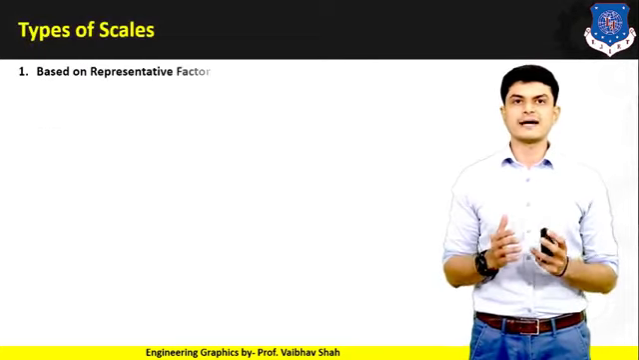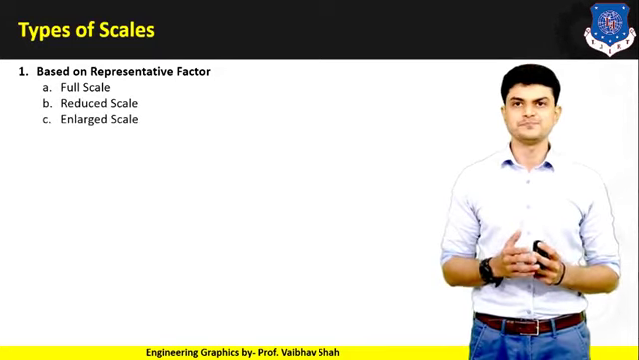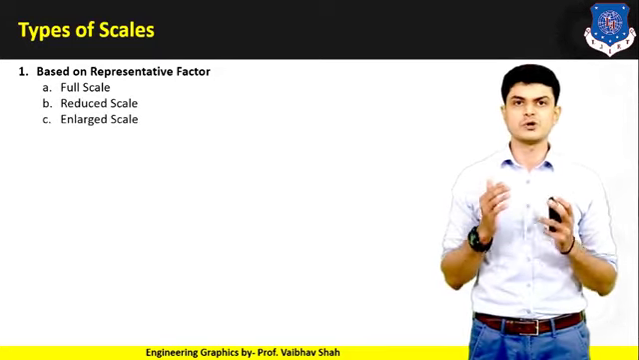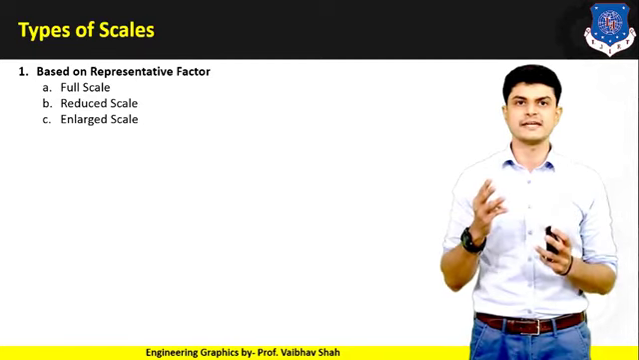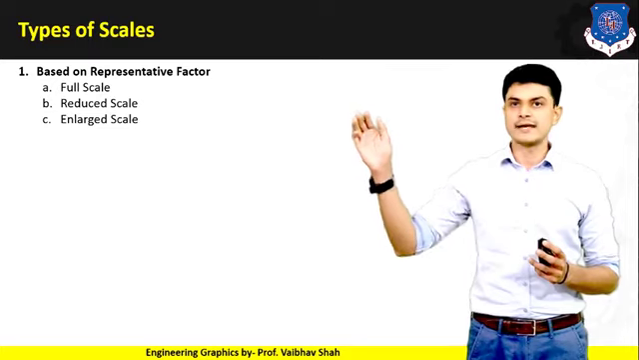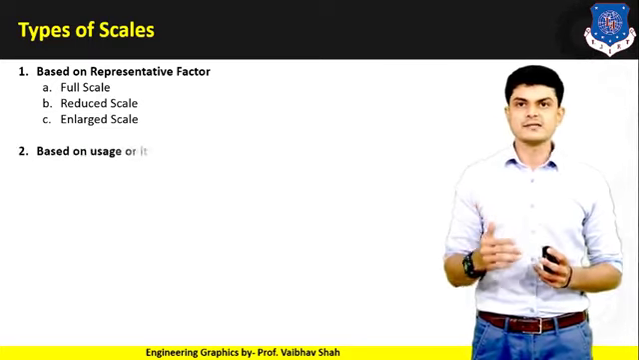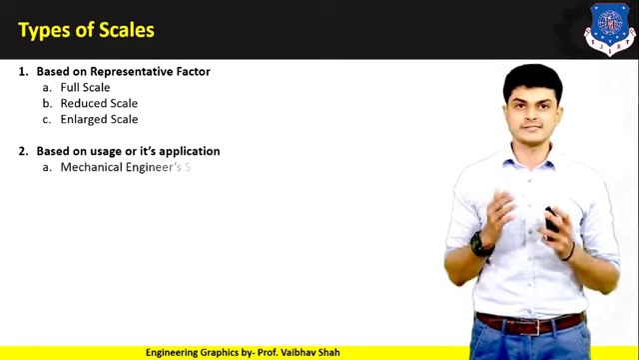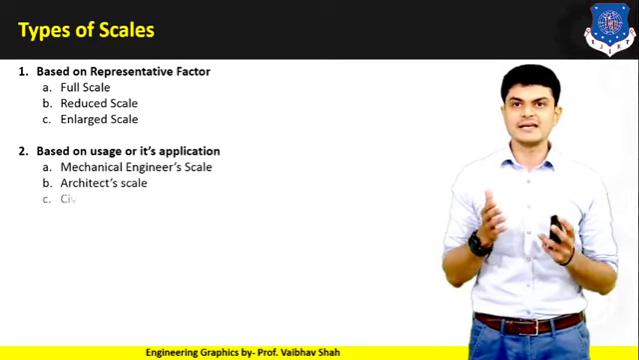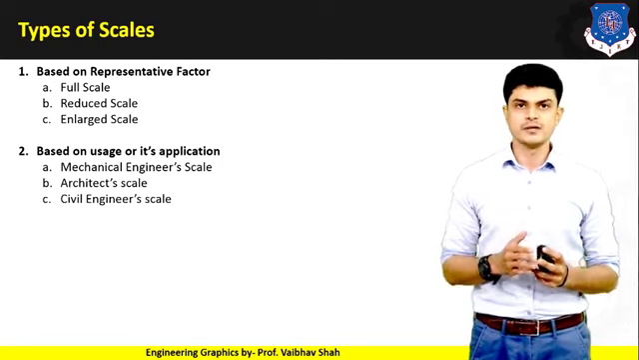Now, what are the types of scales available? Let us see a few types in detail. First, based on representative factor. There are three types based on representative factor. First is the full scale, second is the reduced scale, and third is the enlarged scale. Next, based on usage or its applications: mechanical engineer scale, architect scale, and civil engineer scale.